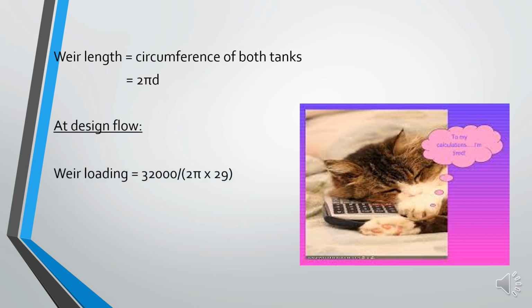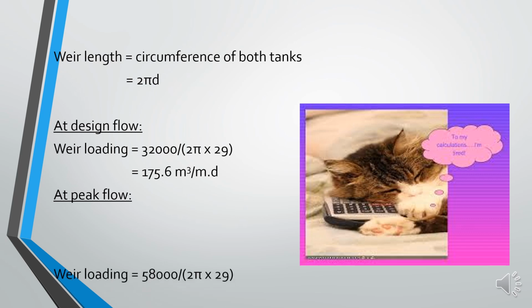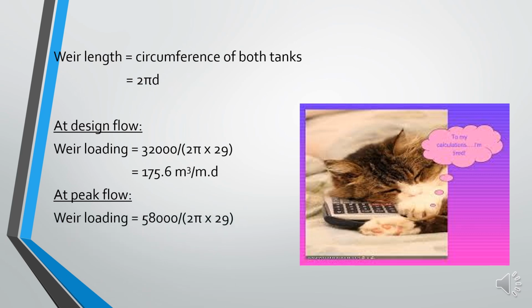Now in order to calculate the weir loading, first we have to calculate the weir length, using the circumference of both tanks. The circumference of both tanks together is 2 pi times diameter, not radius. At design flow, we calculate the weir loading using the Q of design flow, which is 175, and at peak flow, using the Q of the peak, which is 58,000, the weir loading will be 318.3.